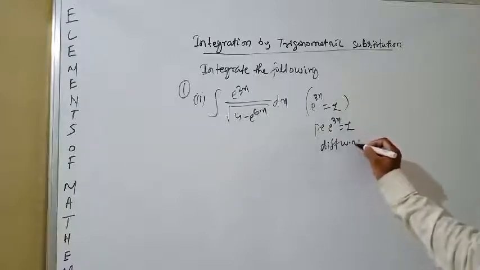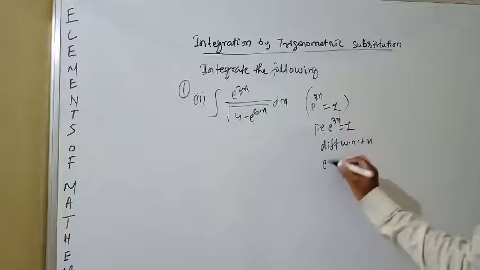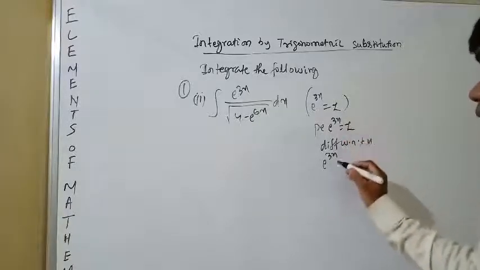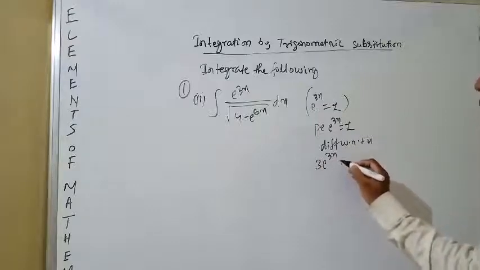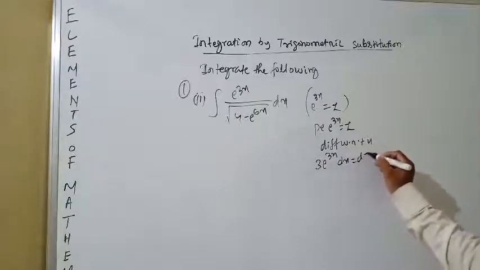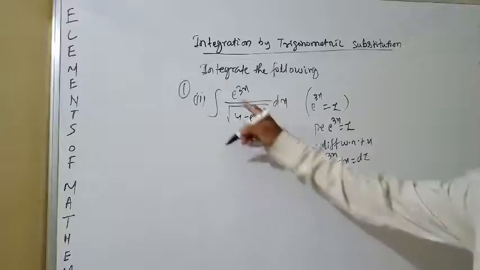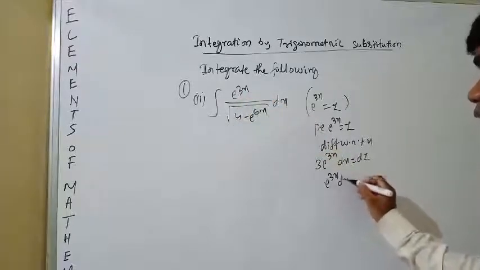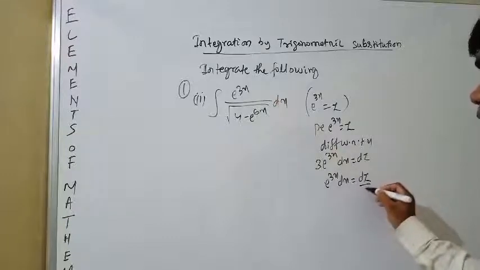Differentiate with respect to x. The derivative of e to the power 3x is e to the power 3x, and again the derivative of 3x is 3. So 3 e to the power 3x dx is equal to dz. Okay, we need how much? e to the power 3x into dx. That is e to the power 3x dx is equal to dz by 3.